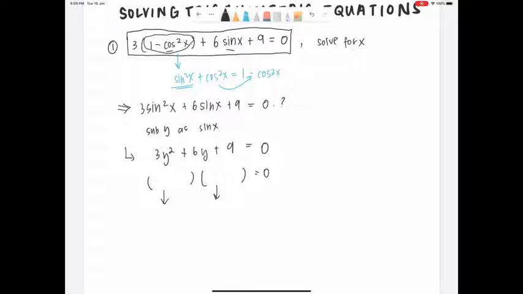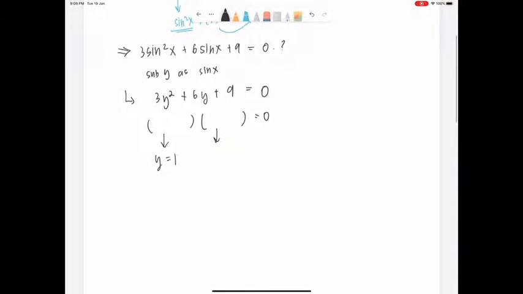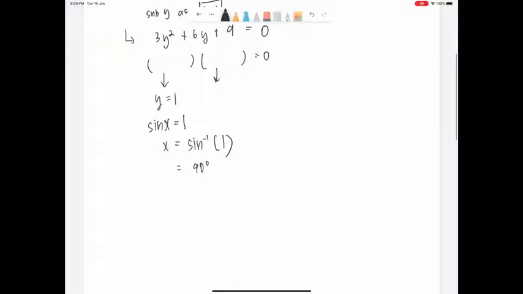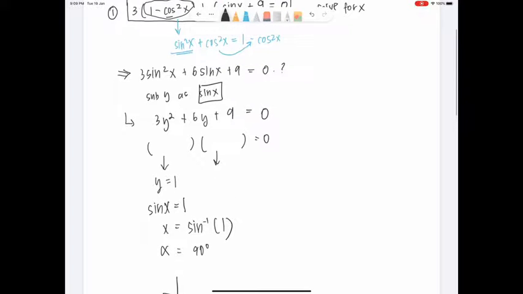So let's just say, I haven't worked this out, but if we get the answer y equals 1, make sure you substitute back sine x. So sine x equals 1, x equals inverse sine of 1, which I believe is 90 degrees. And from here, because this is the basic angle, go and solve using the unit circle, etc. But this kind of substitution is crucial for you to know.